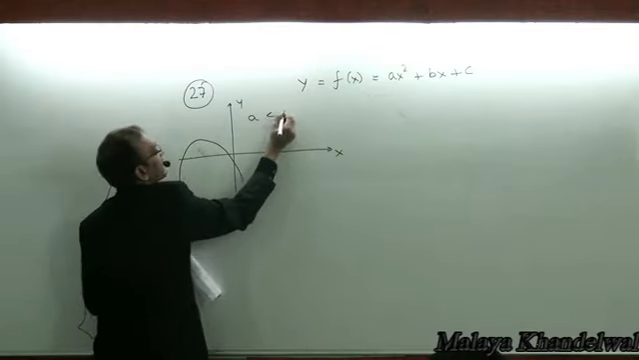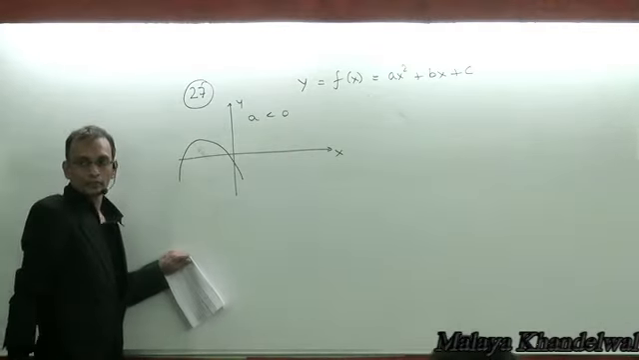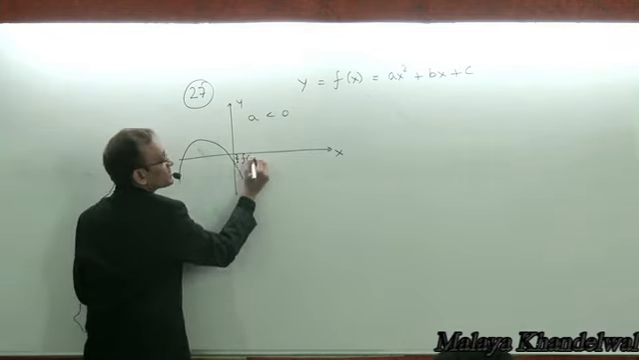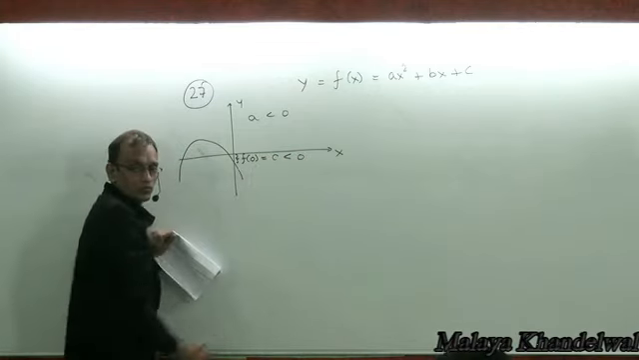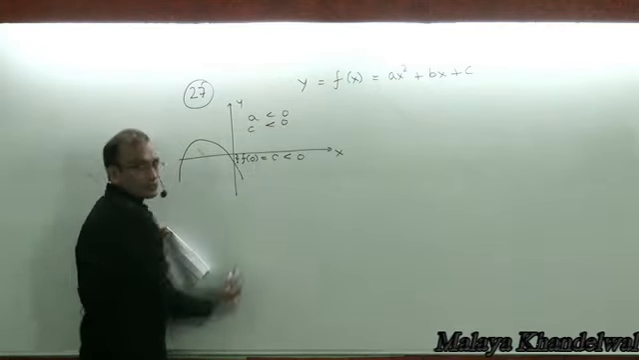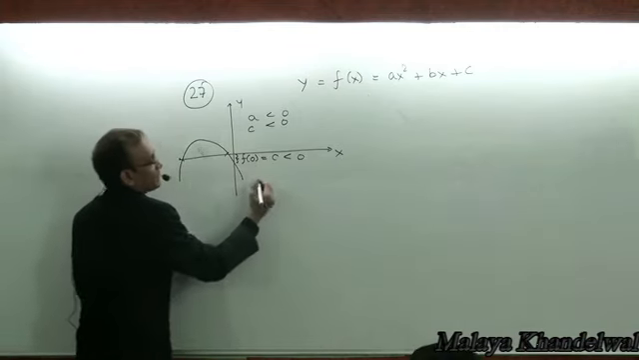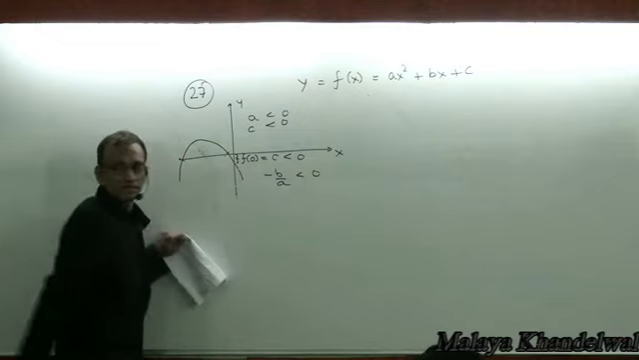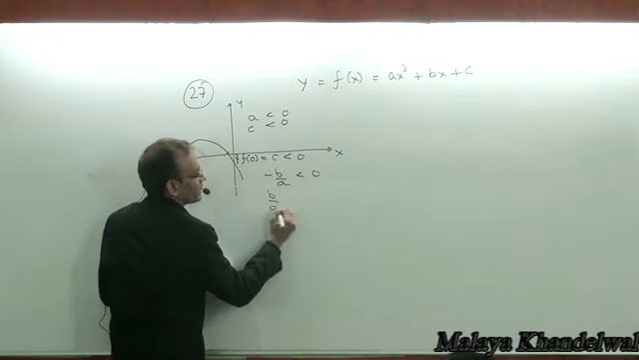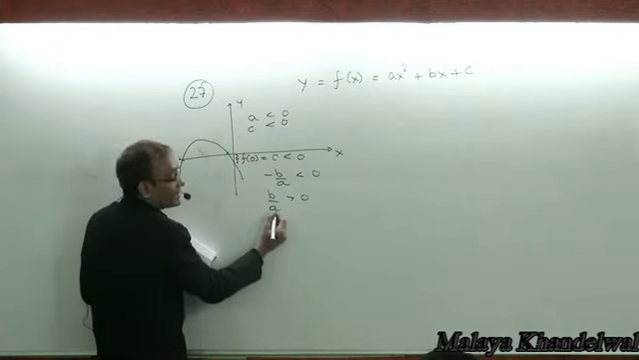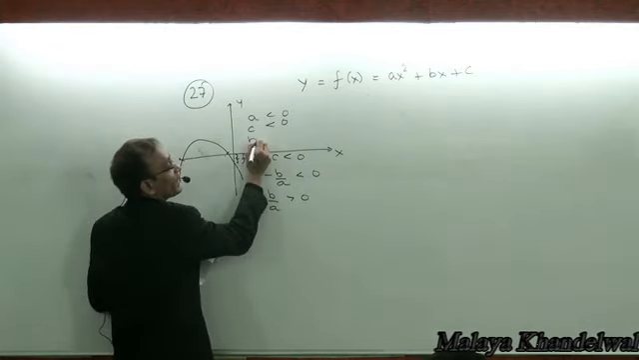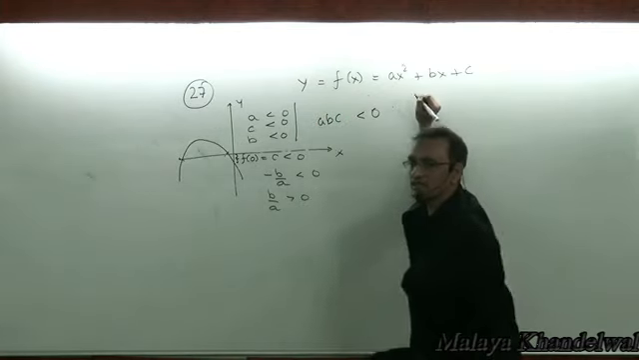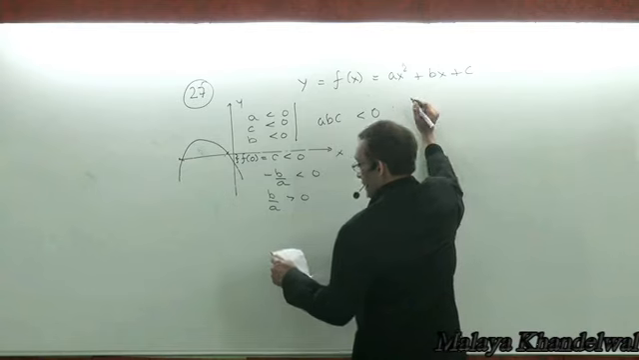Now in this case, do you realize A is less than 0 because downward opening parabola? Yes or no? This is F0, which is C, is less than 0. Sum of the roots is negative because both roots are negative. Minus B by A less than 0. So similarly, B by A greater than 0. A is negative, so B must also be negative. So in this case, ABC is negative. That's this case. So option A is right.